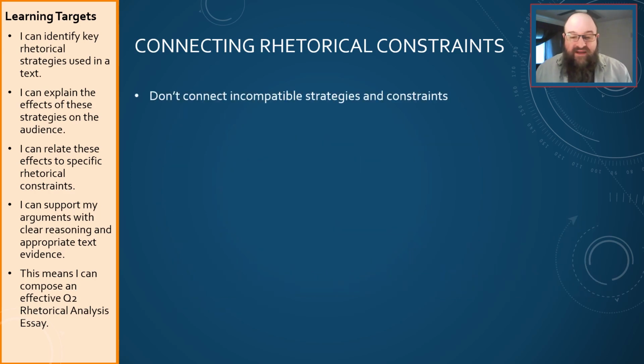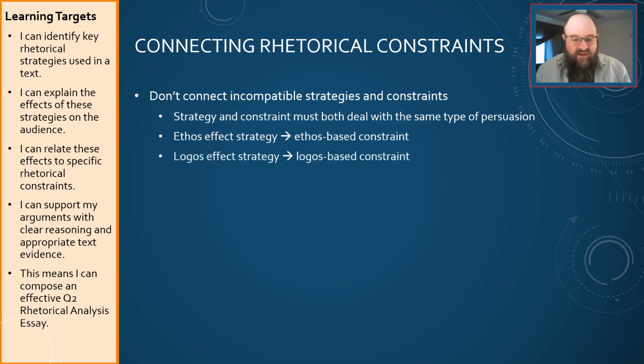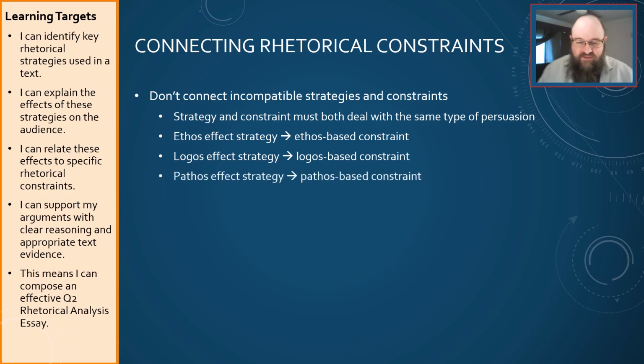Next up, don't connect incompatible strategies and constraints. The strategy and constraint that you talk about must both deal with the same type of persuasion. What I mean by that is this. If you're talking about a strategy with an ethos building effect, then the constraints that you talk about have to be ethos-based constraints. If you're talking about a logos effect strategy, you've got to talk about logos-based constraints. Pathos strategy, pathos constraints. They have to work together like that.